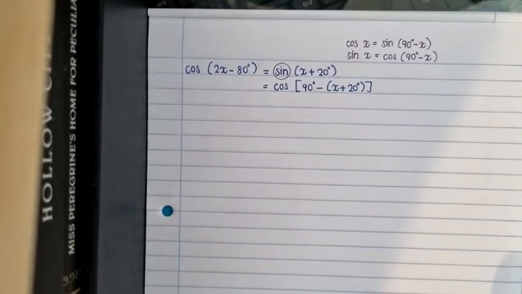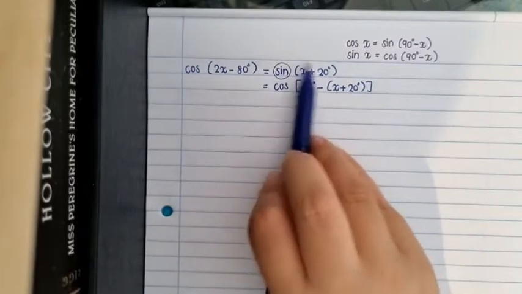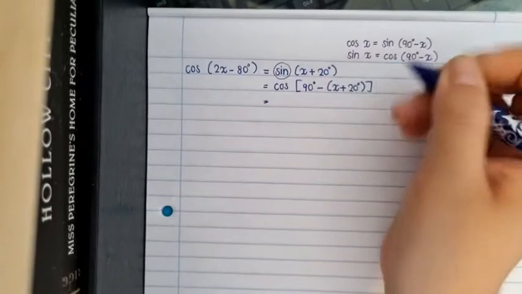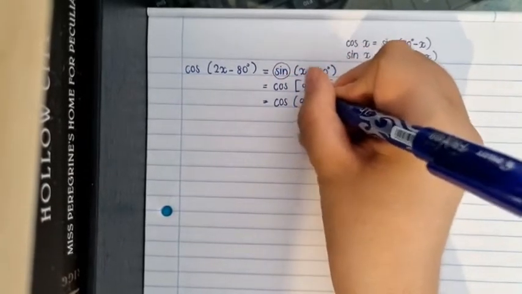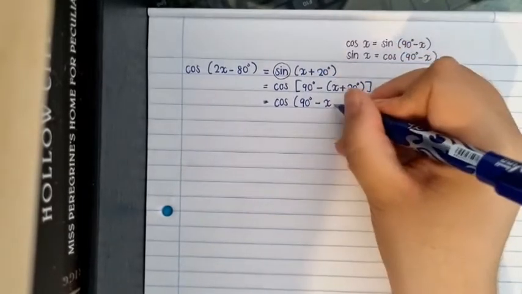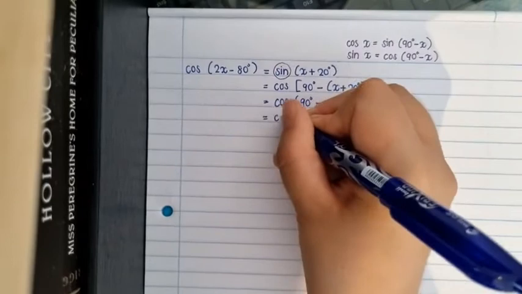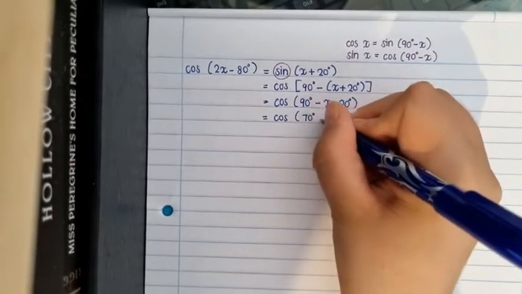Now I'm just quickly going to multiply this minus into the brackets just to make it a bit simpler. I have 90 minus x and then minus 20. So if I simplify that, I'm getting 70 minus x. So this is saying that cos of 2x minus 80 is equal to cos of 70 minus x.